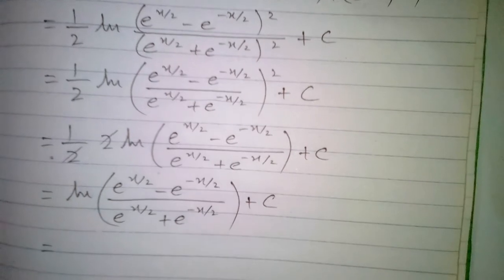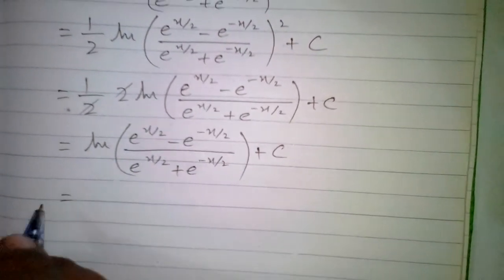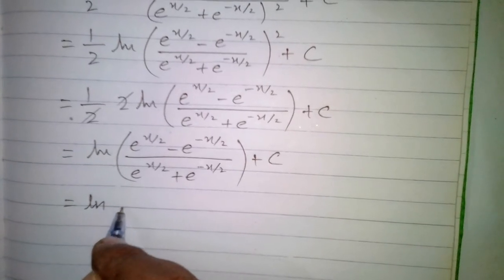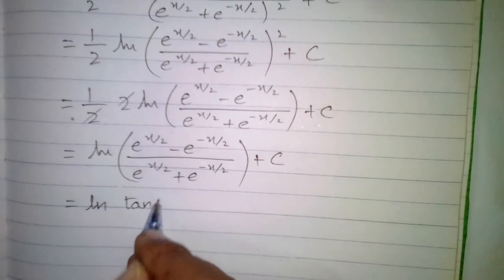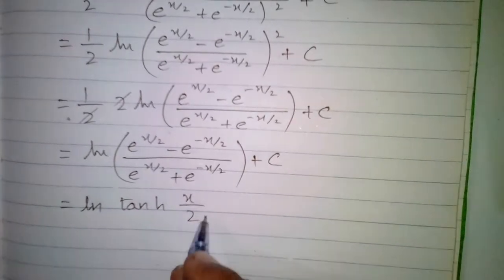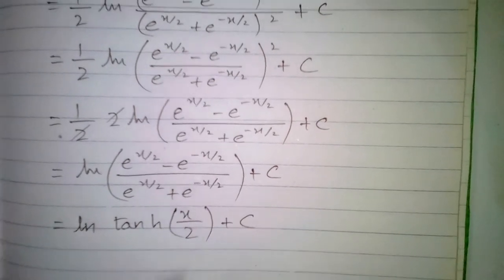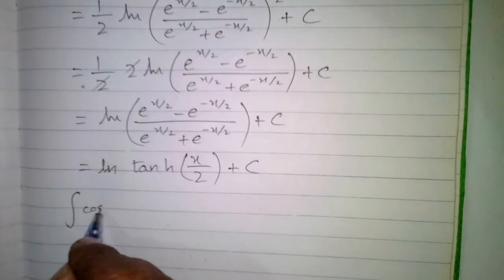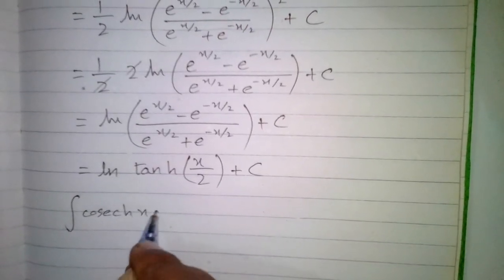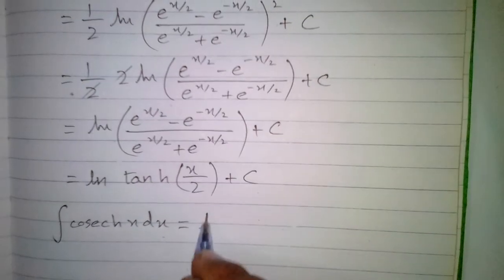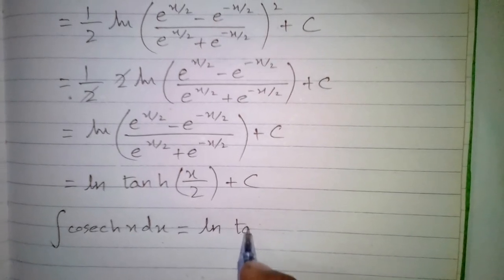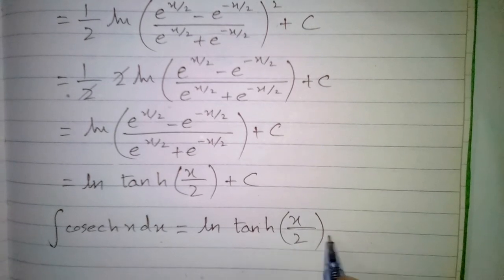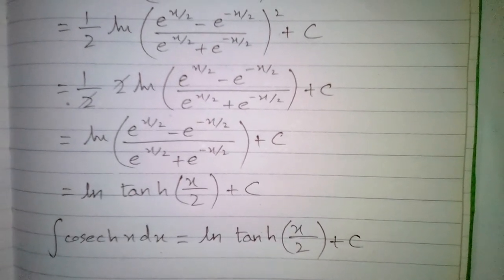Now we know that this is the formula of hyperbolic tan, so we can write ln of hyperbolic tan of x upon 2 plus c. So the integral of hyperbolic cosec of x with respect to x is ln of hyperbolic tan of x upon 2 plus c, where c is the constant of integration.